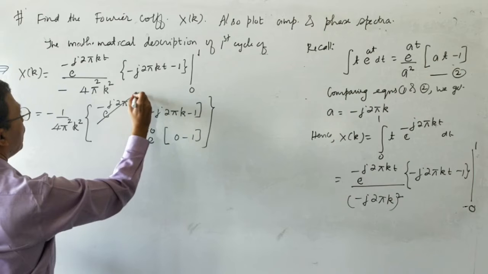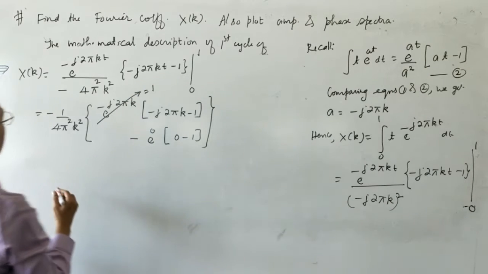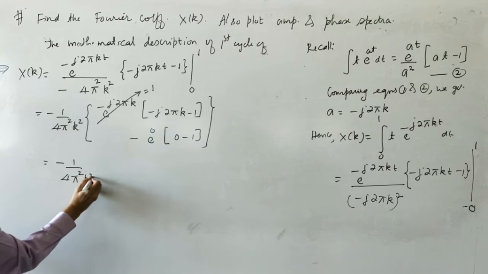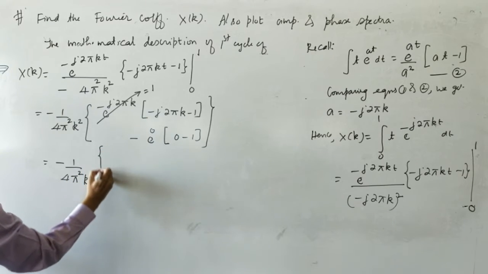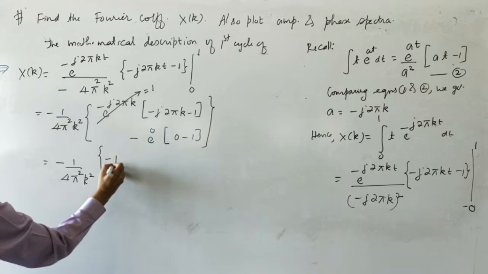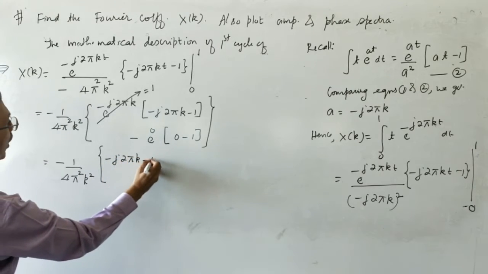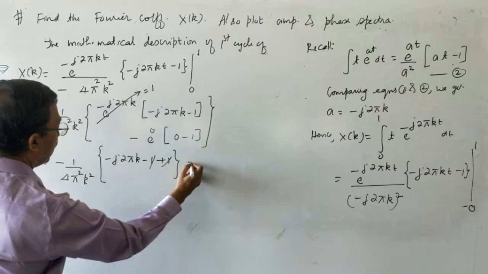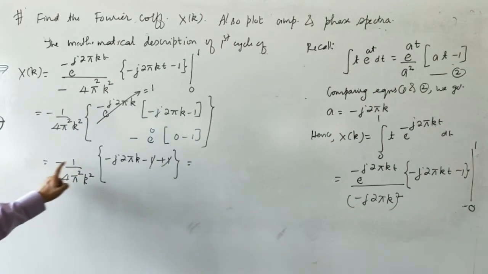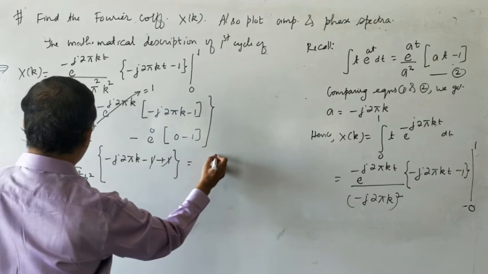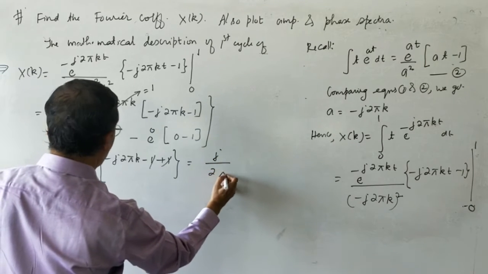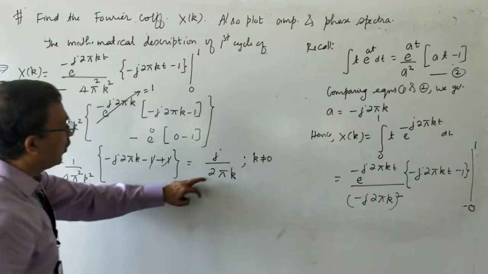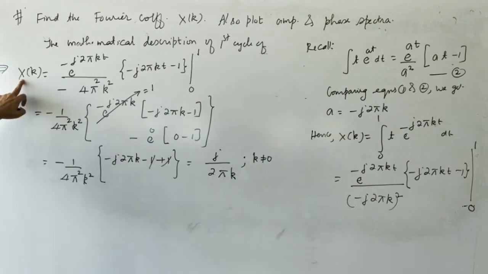E to the power minus j 2 pi k is 1. So this becomes minus 1 over 4 pi square k square into minus j 2 pi k minus 1 plus 1. This 1 gets cancelled. So you get minus into minus plus. So you get j divided by 2 pi k. Condition k not equal to 0, because when k is 0, x of 0 becomes infinity.